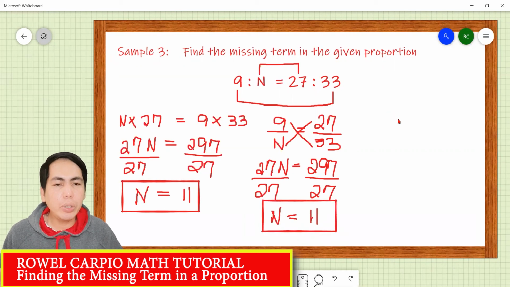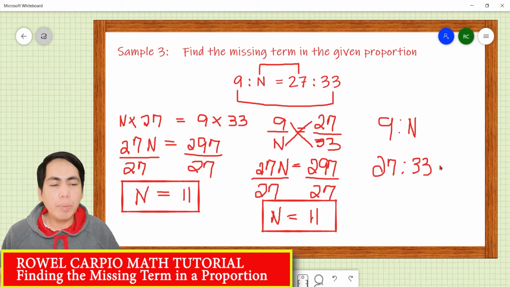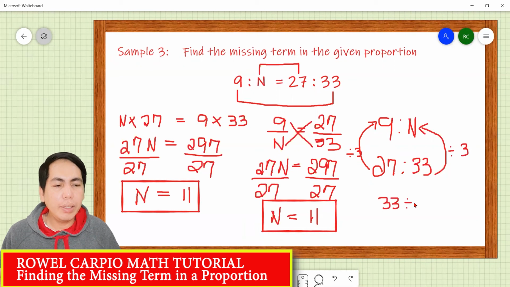Now, if we are using our shortcut method, we can write the proportion this way. 9 is to n, and then 27 is to 33. Since the missing term is on top, we have to move from bottom to top. So we will start with 27 and 9. For this 27 to become 9, we have to divide 27 by 3, because 27 divided by 3 will give us 9. So we also have to divide this side here by 3. 33 divided by 3 will give us 11. So therefore, the value of n is 11.